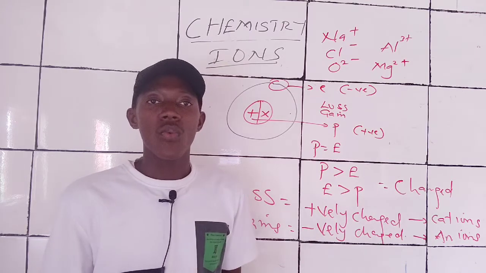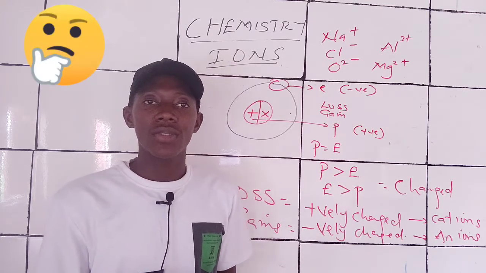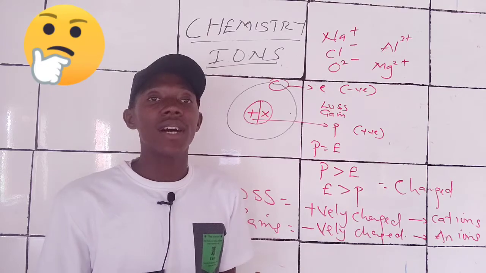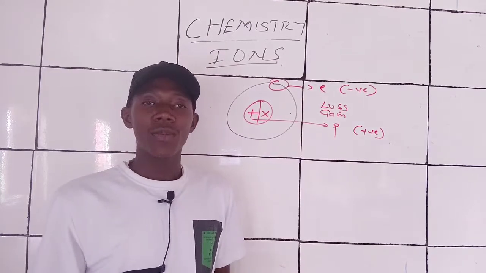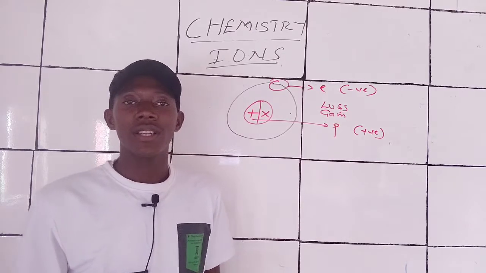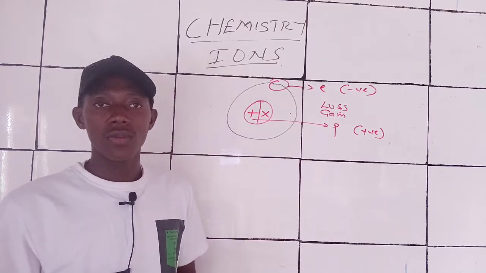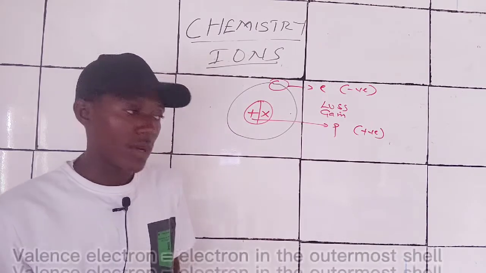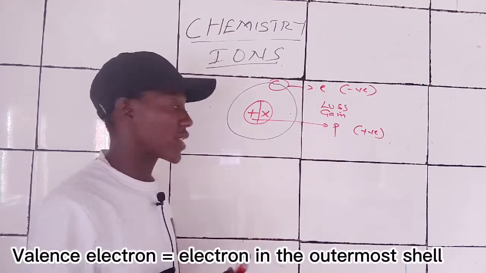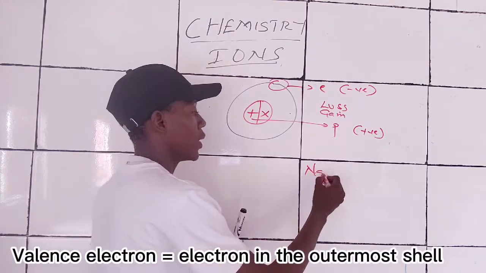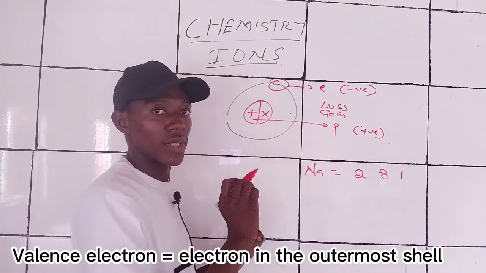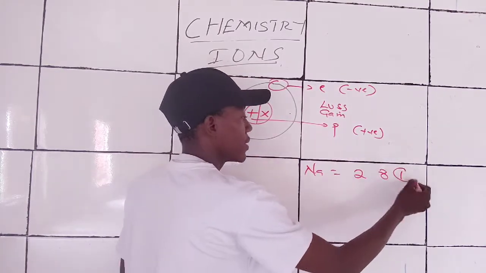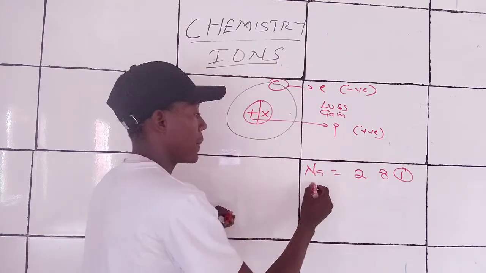So which atom gains an electron and which atom loses an electron, and why? To know which atom loses or gains an electron, we have to go back to the valence electron. For instance, we explained earlier that sodium has an electronic configuration of 2, 8, 1. Are we getting it now? So the valency of sodium is 1.